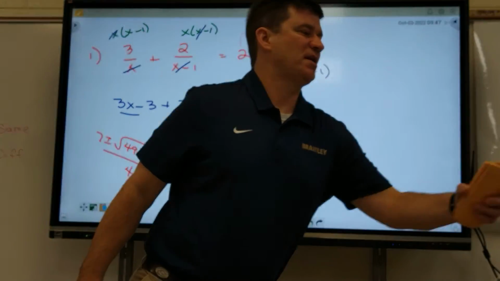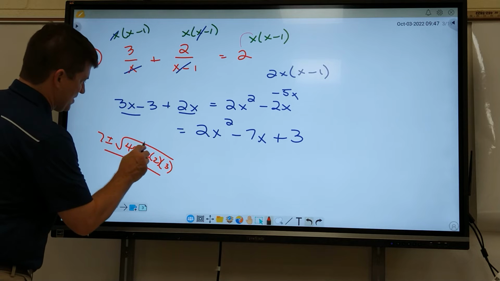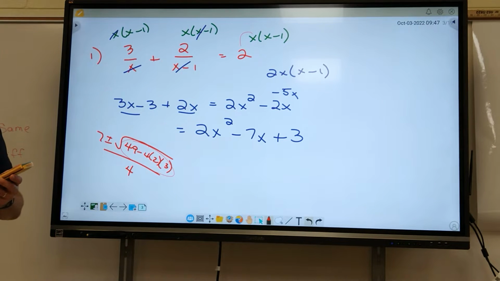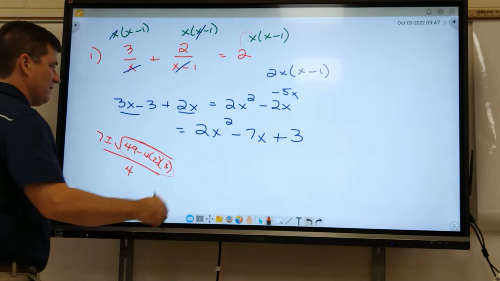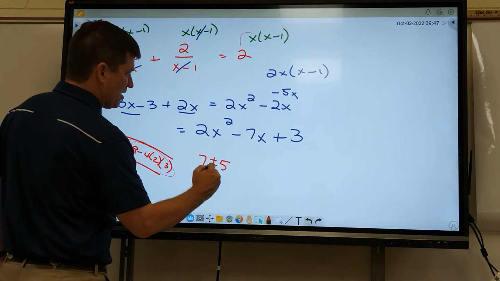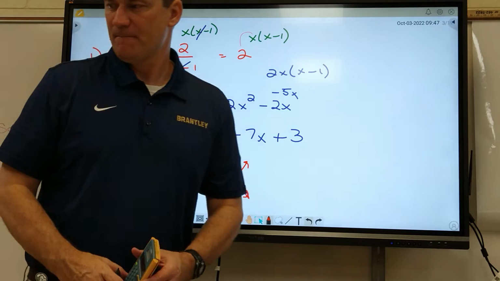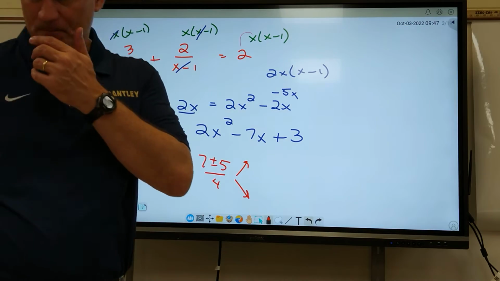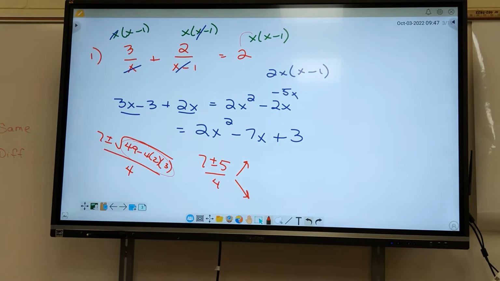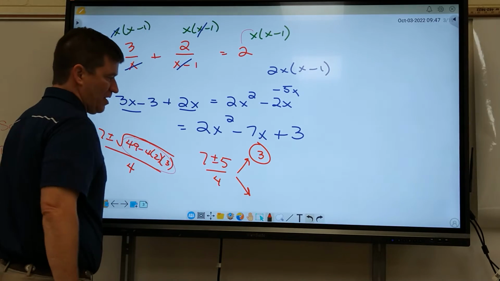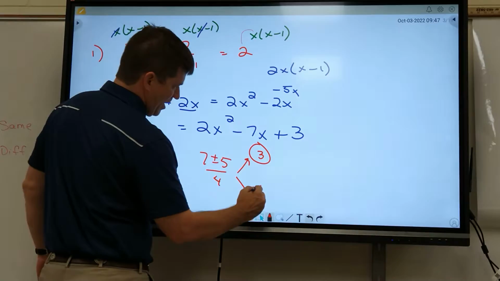All right, so let's take the calculator, type this in. What'd y'all get? I got 25, which simplifies to a 5. So I got 7 plus or minus 5 over 4. Find both answers, please, from there. I got 3. So I got 3 for one answer. What's the other answer? 1/2 for the other.